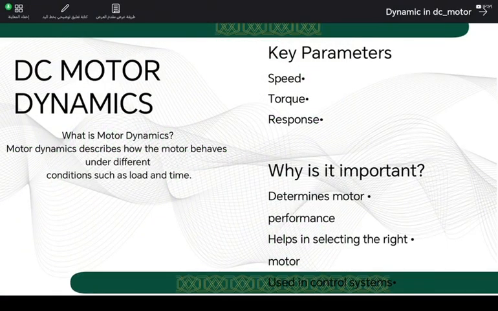Let's tie everything back to our main topic, DC motor dynamics. When we talk about dynamics, we are looking at how the motor actually behaves under different conditions, like changing load and time. To understand this, we focus on three key parameters: speed, torque, and response.